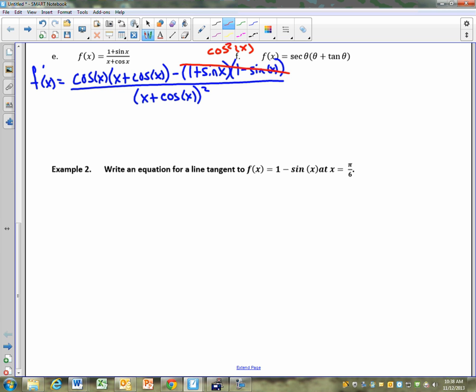When you distribute this cosine through, you get a cosine of x and a cosine squared, so those will cancel. So you can tell that you're only going to be left with f prime of x is equal to x cosine of x over x plus cosine of x quantity squared. No need to simplify further. That would be how your book would leave that problem.